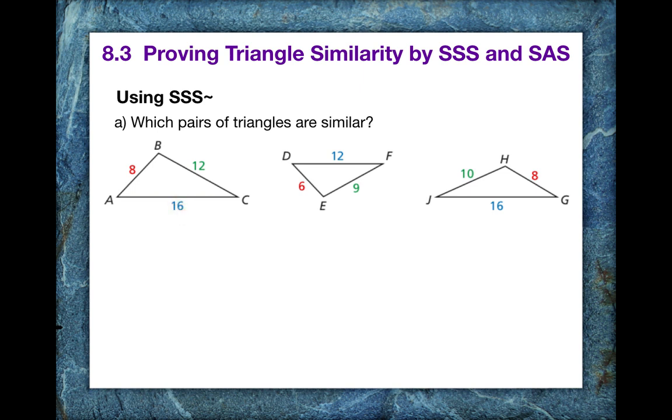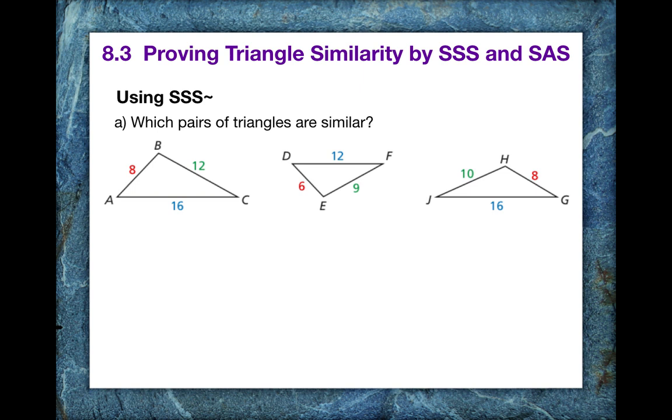So 16 times 1 gets you 16. The same thing with 8 to 8. But this is where it falls down. The middle length side, 12 and 10, don't match up. They don't go 1 to 1. So these two triangles are not similar.